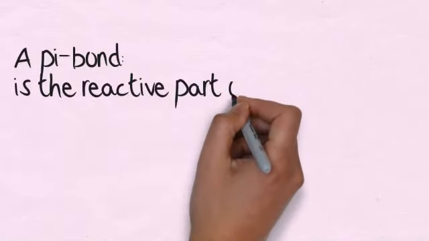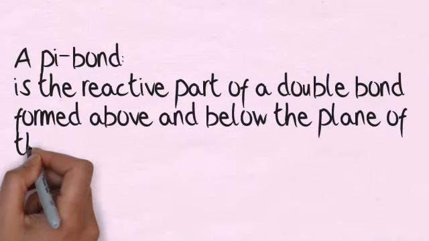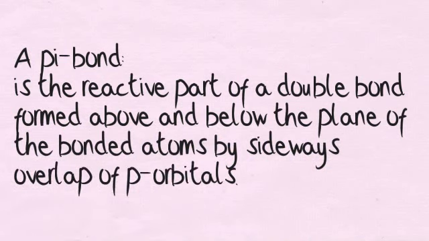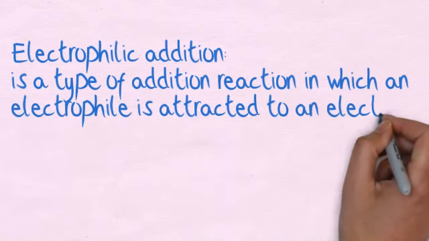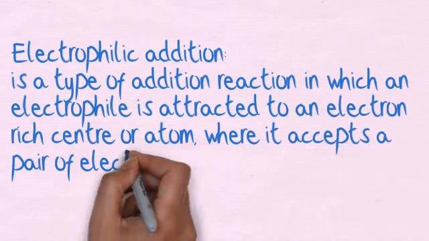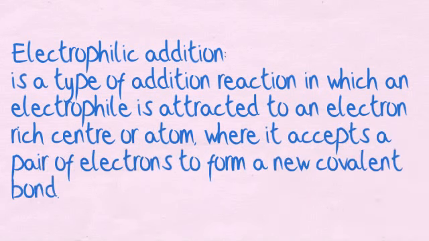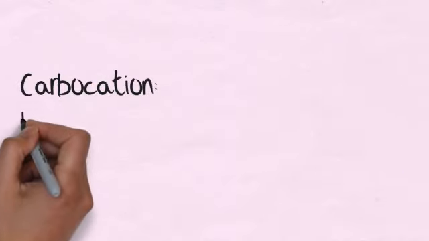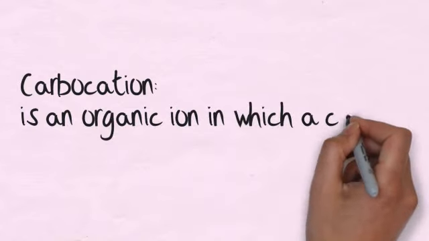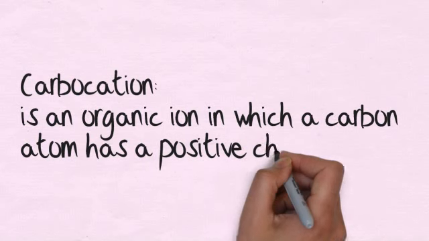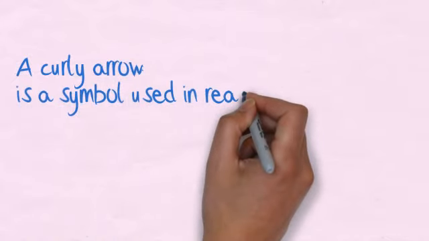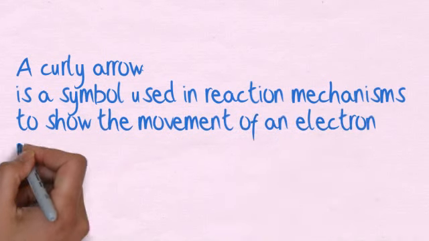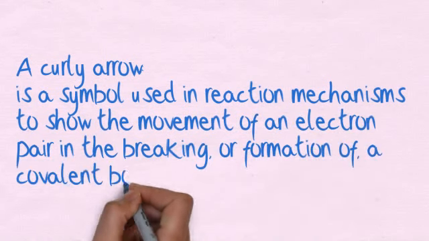A pi bond is the reactive part of a double bond formed above and below the plane of the bonded atoms by sideways overlap of the p orbitals. Electrophilic addition is a type of addition reaction in which an electrophile is attracted to an electron-rich centre or atom, where it accepts a pair of electrons to form a new covalent bond. Carbocation. This is an organic ion in which a carbon atom has a positive charge. A curly arrow is a symbol used in reaction mechanisms to show the movement of an electron pair in the breaking or formation of a covalent bond.